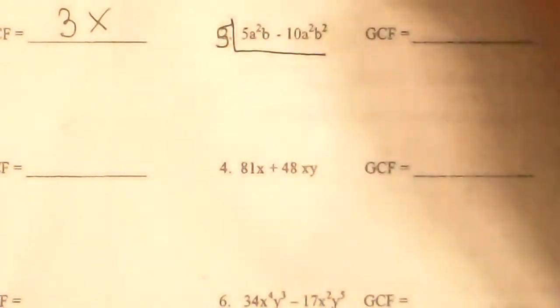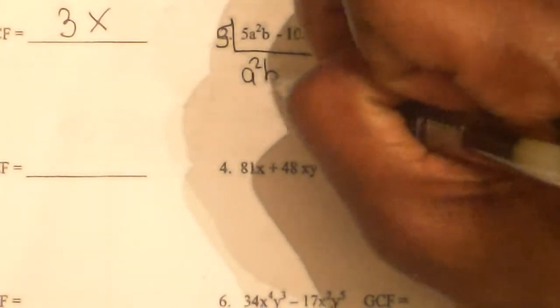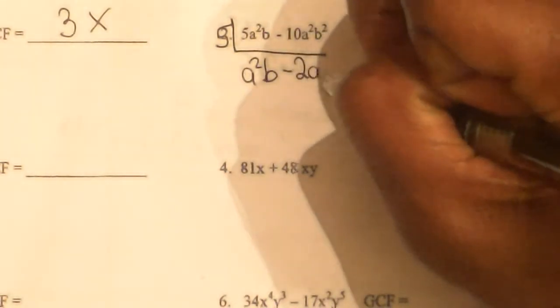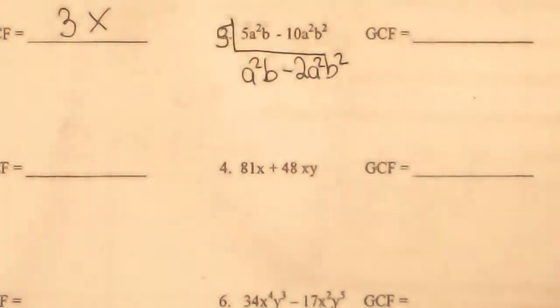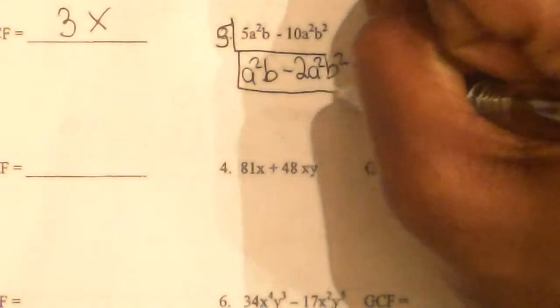We could pull out a 5. So when we pull out a 5, we're left with a squared b minus 2a squared b squared. Now we notice it's not just one variable, it's multiple. So there are two things you could do with this.